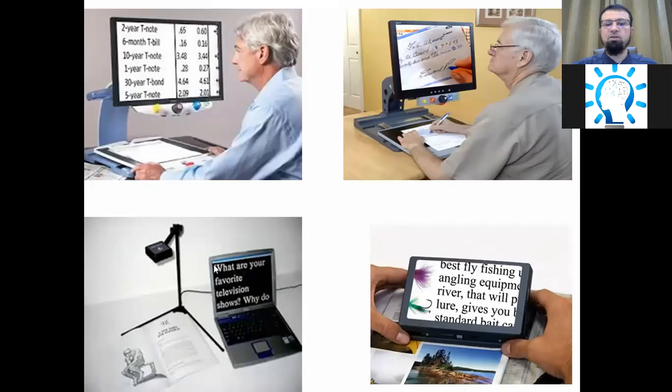They can read on the PC or from the paper, and it will change the contrast. This is black writing on white paper. This device can change it to make it white writing on black paper. And some of them are also portable and can be held by hand.